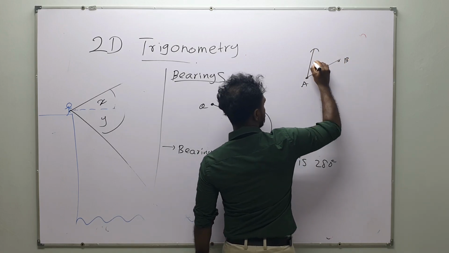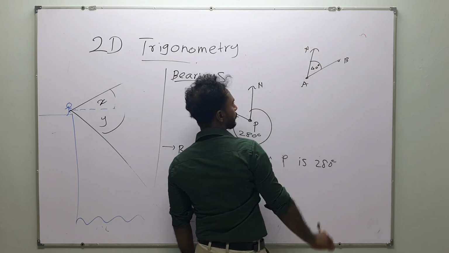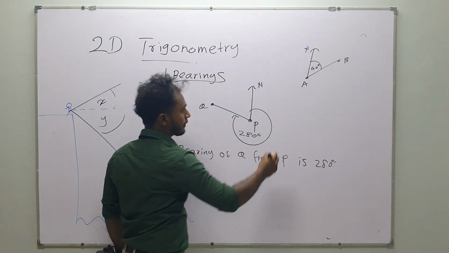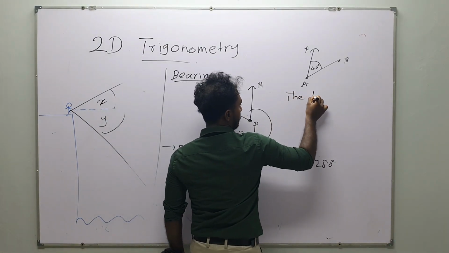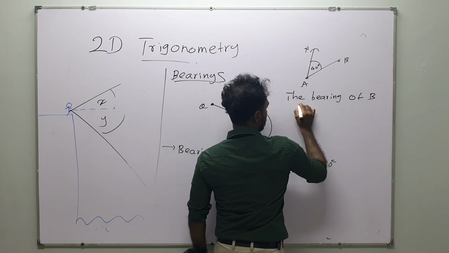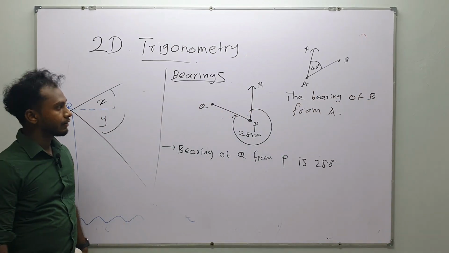Or else this is a point A, this is a point B, like this. This is the bearing. It is around 40 degrees. How do you read this? The bearing of B from A, right? The bearing of B from A. That's how you write that.